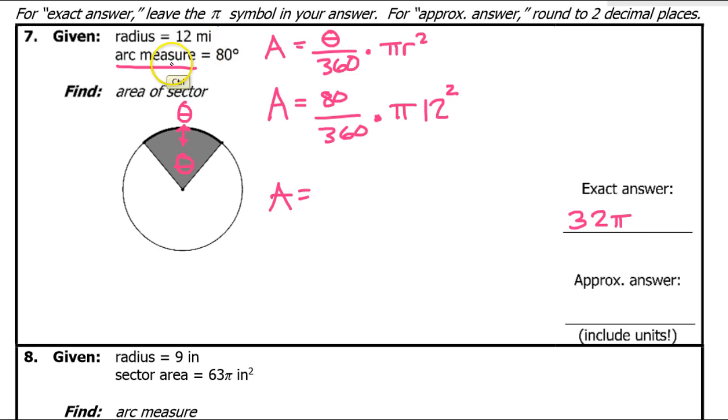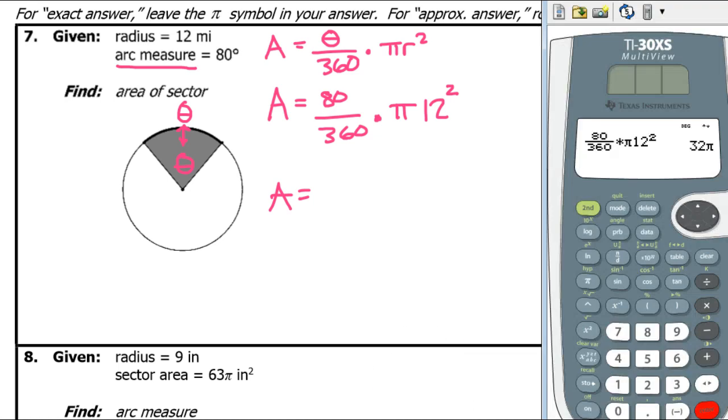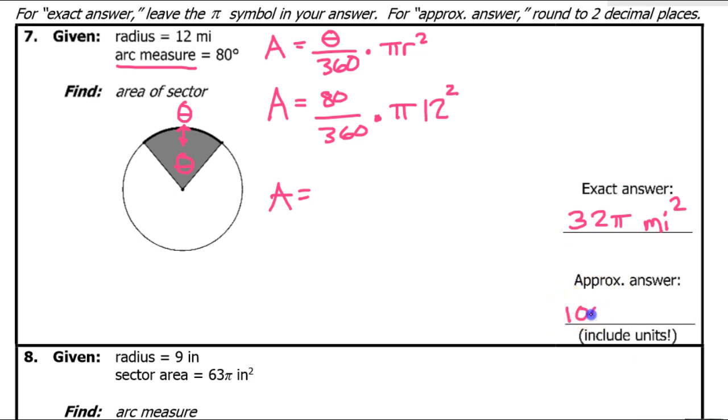The units are in miles. The units of length were in miles. So since this is area, it'll be miles squared, or square miles. The units are very important. Make sure they are included. If you leave off the units, you will lose points. We're also supposed to find the decimal approximation. So we can just hit the toggle button, and we have 100.53 square miles. So that's it for number 7.